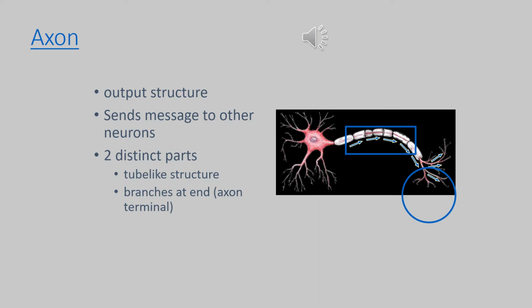When the nucleus decides to send the impulse, it then travels to the axon. This is the output structure. The axon will carry the impulse away from the cell body to a neighboring neuron. There are two different parts of the axon. First, the tube-like structure. This is the longest part of the neuron. It can vary from very tiny to up to 3 feet in length, depending on the location in the body.